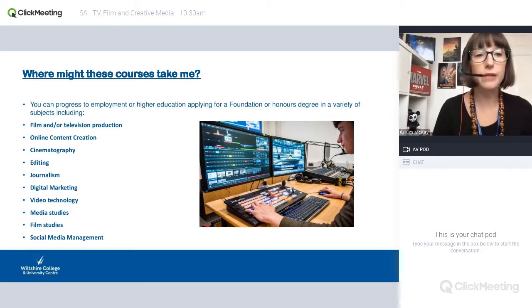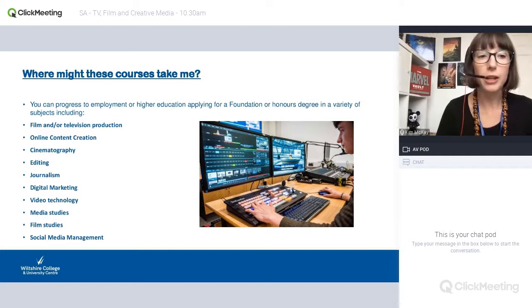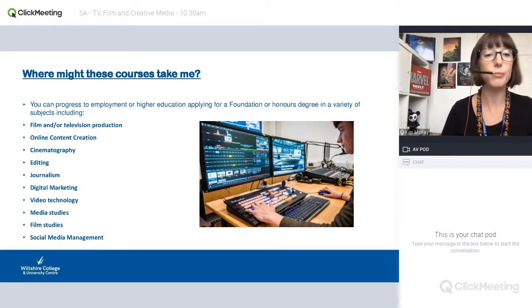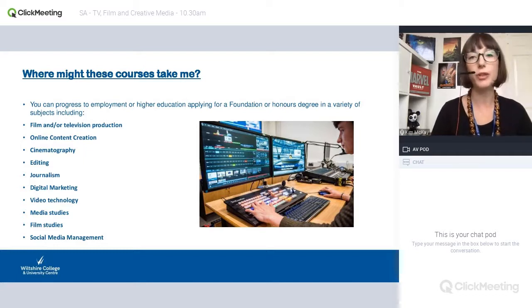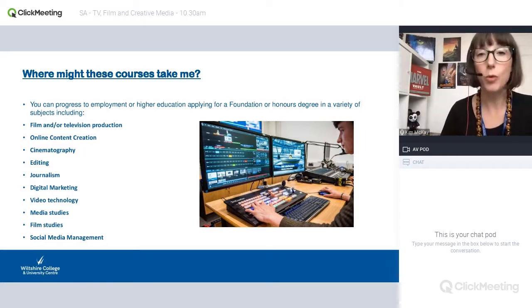So it could be looking into film and television production, online content creation, cinematography, editing, journalism, digital marketing, video technology, media studies, film studies, and social media management. And lots of students go even wider than this. I think in the last few years, online content creation and social media management are the two newer areas that are becoming more and more popular.